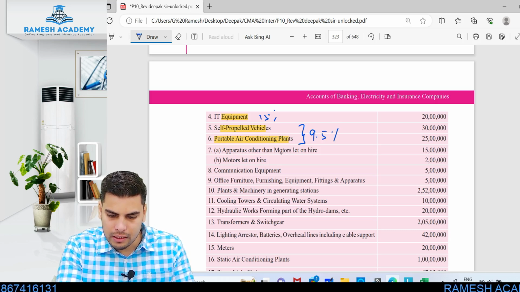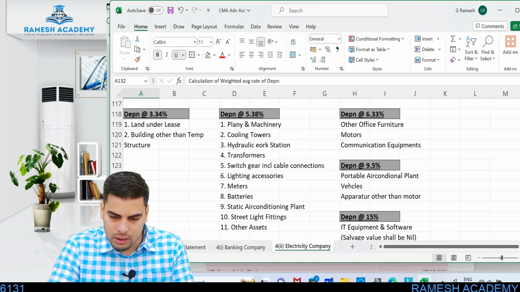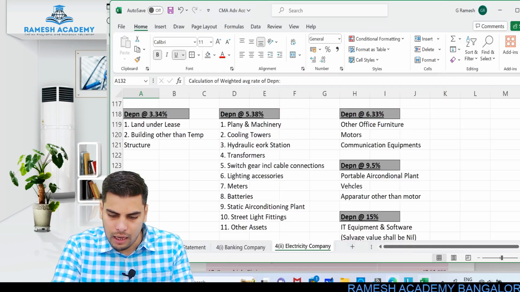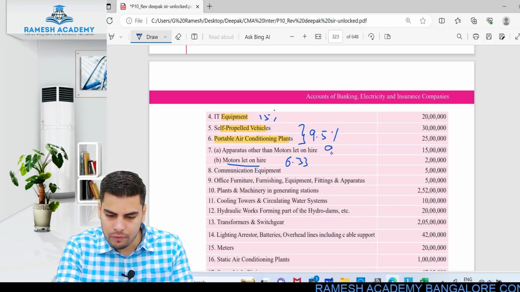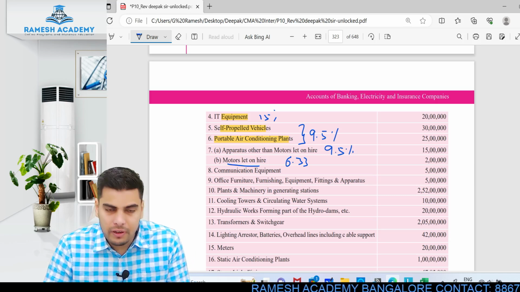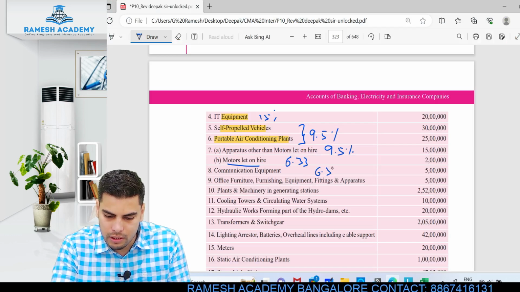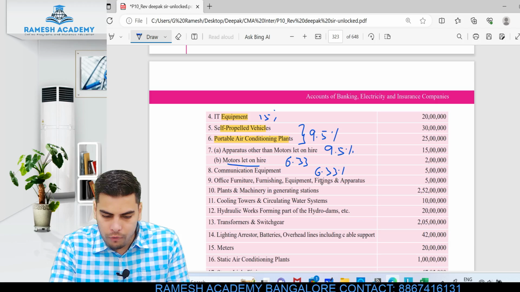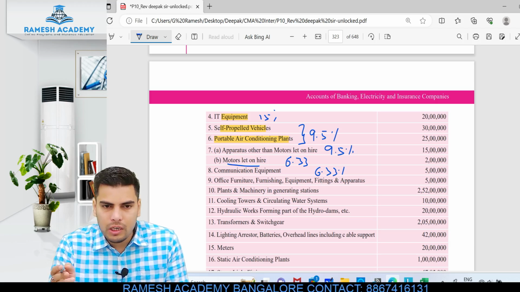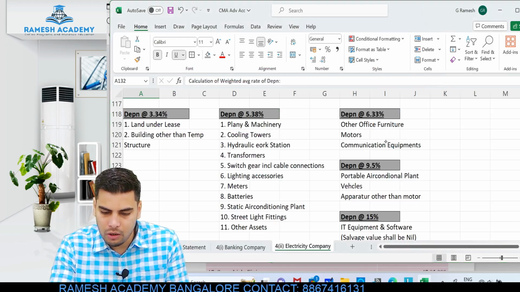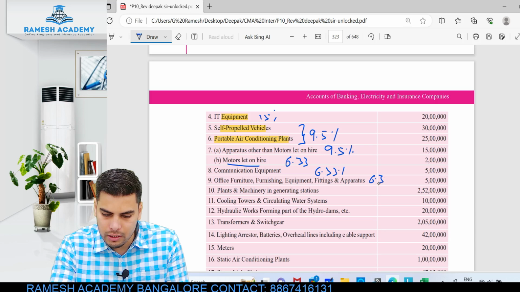Apparatus other than motors. For motors, there is a separate rate. Motors it is 6.33. Other than motors, if you see, it is 9.5. Communication equipment, everything has been written, guys. If you see communication equipment also, it is 6.33. Office furniture, okay, so furniture with respect to street light, if you see, it is over here 5.38, whereas other office furniture it would be 6.33%.